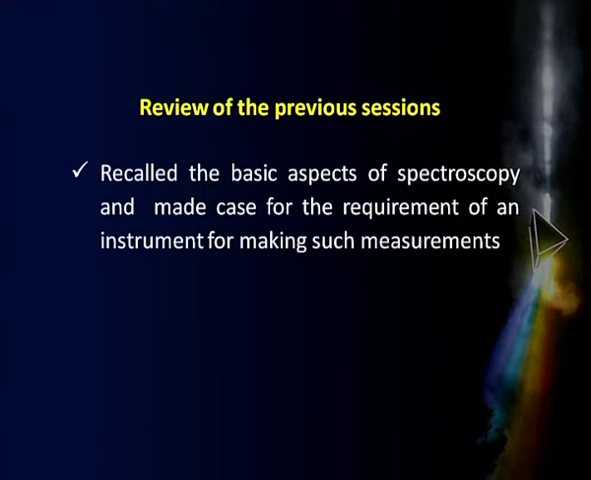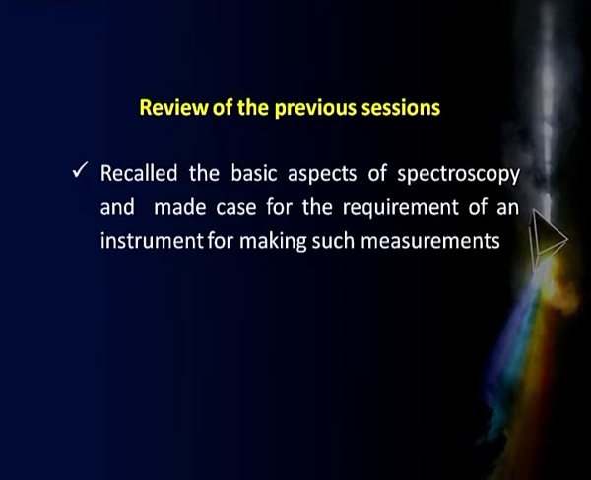Now let us try to recall what we did in the previous session. We started with recalling the basic aspects of spectroscopy. That is, spectroscopy is a study of interaction of radiation and matter, and in this process we made a case for the requirement of an instrument to make such a measurement. That means, if I want to measure the interaction of radiation and matter, I must have a device for doing this.